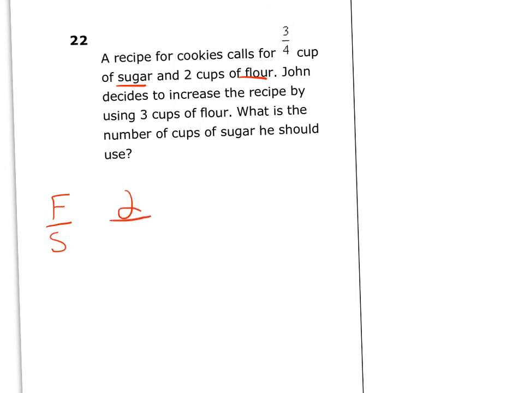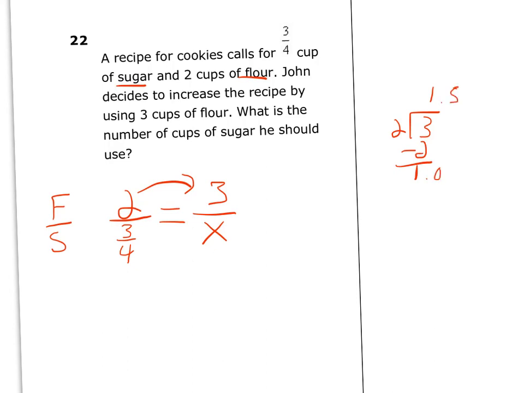So, how much flour is in the original recipe? 2 cups. And how much sugar? 3/4 of a cup. Now, how much flour is in the new recipe? 3. And we're solving for sugar. Now, how do you get from 2 to 3? Times... we'll divide 3 by 2, and you get 1.5. So we're multiplying by 1.5.